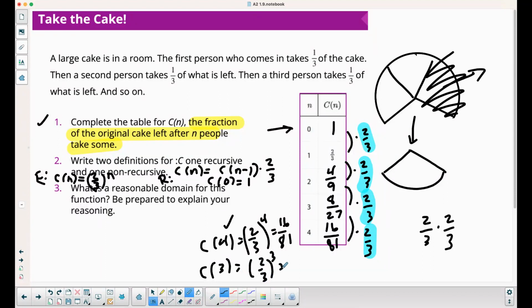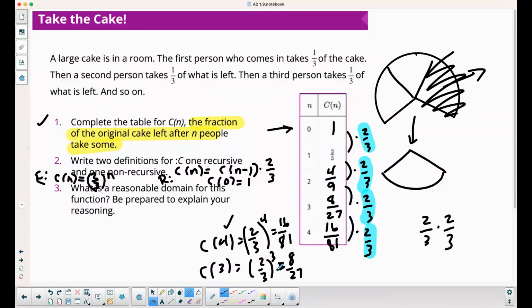2/3 to the 3rd. 8 over 27. That works. Okay, so it checks out. You don't really need the first term there with the explicit, because you could just plug in any number of n. You don't have to go in order. If I wanted to find the 7th term, I don't have to count up from 0. I can just plug in 7.